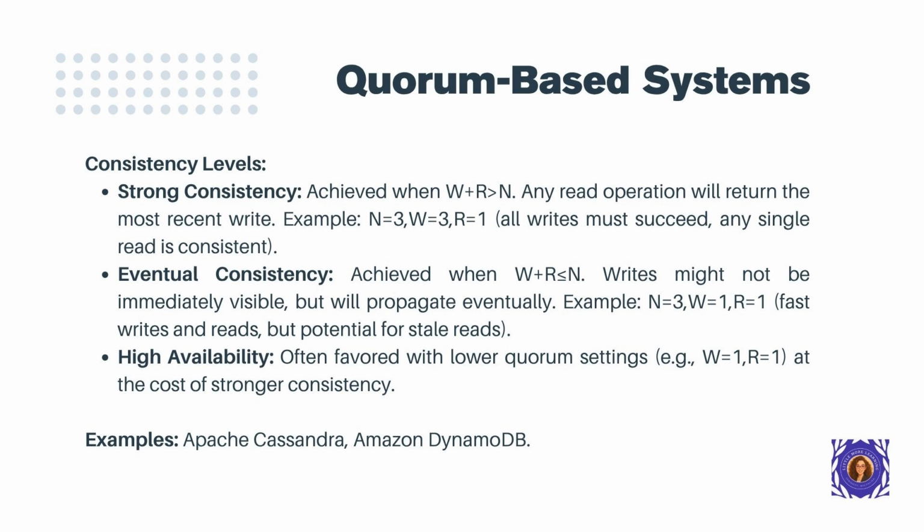Quorum-based systems also play a direct role in high availability. By choosing lower quorum settings, such as W=1 and R=1, you can prioritize very fast operations and maximum availability even if many nodes are down, though this comes at the cost of immediate strong consistency guarantees. Prominent distributed databases like Apache Cassandra and Amazon DynamoDB extensively utilize quorum-based consistency models, offering users the flexibility to tune their W and R values based on their specific application's requirements for consistency versus availability.